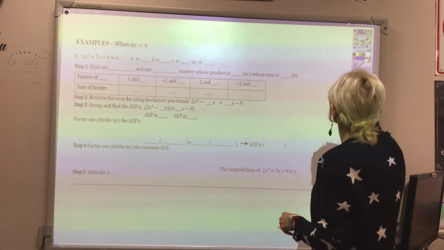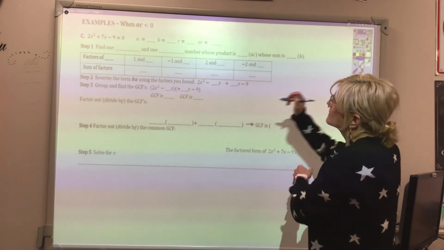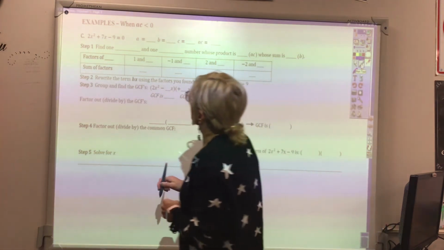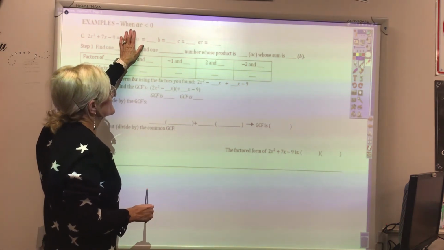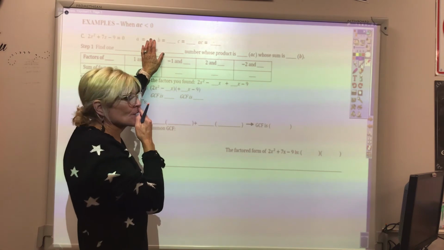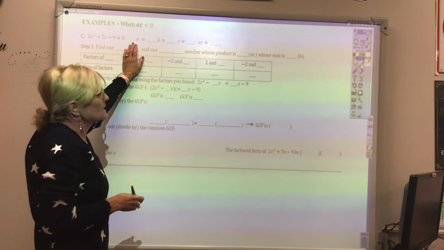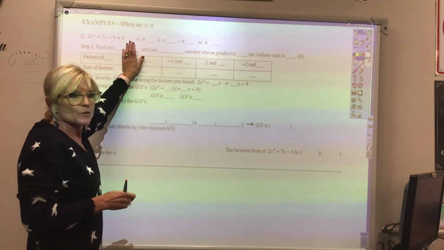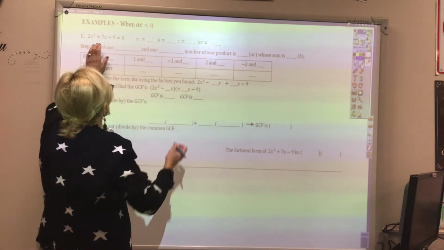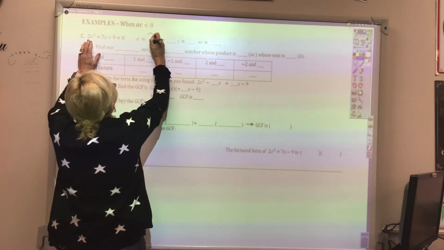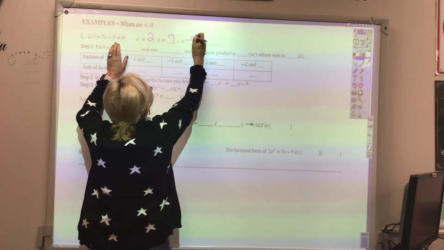Okay, example C. All right, this time our product, or our AC, is going to be less than 0. Last time it was greater than 0. So this just means we're going to have one positive and one negative factor, because when you multiply and your product is negative, you have a positive and a negative factor. So we'll label our A as 2, our B is 7, our C is negative 9.